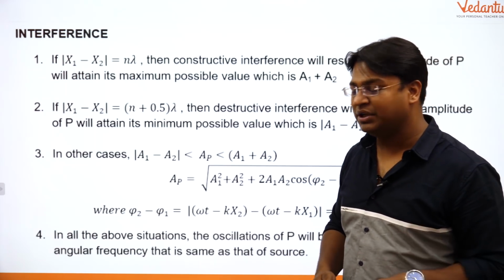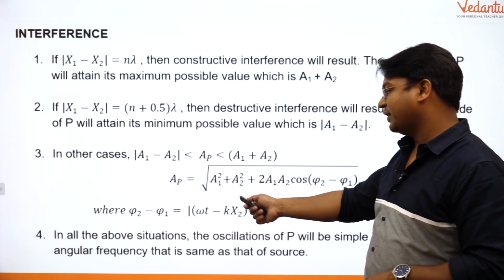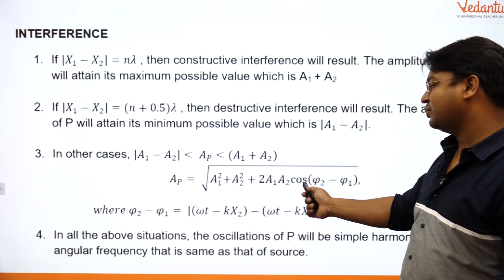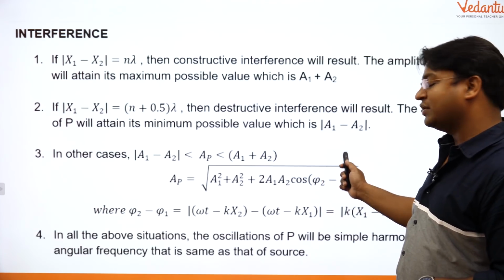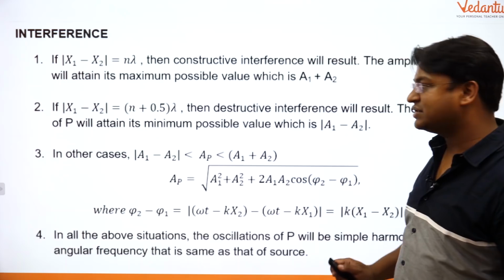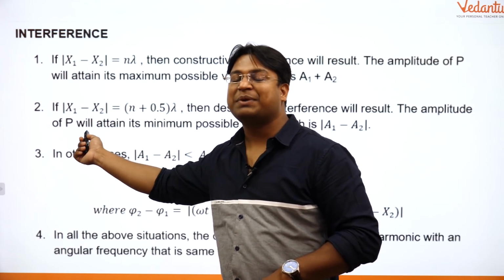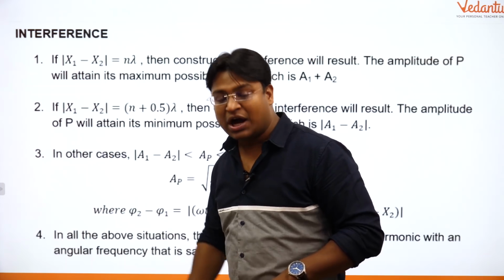Exactly how much it will be can be obtained by this expression. This expression is root of a1 square plus a2 square plus 2 a1 a2 cos of (phi 2 minus phi 1). Now what's phi 2 minus phi 1? It hasn't appeared yet. So phi 2 minus phi 1 is the phase difference. If the path difference is known to us, then we can utilize it to get the phase difference also. How do we do that?